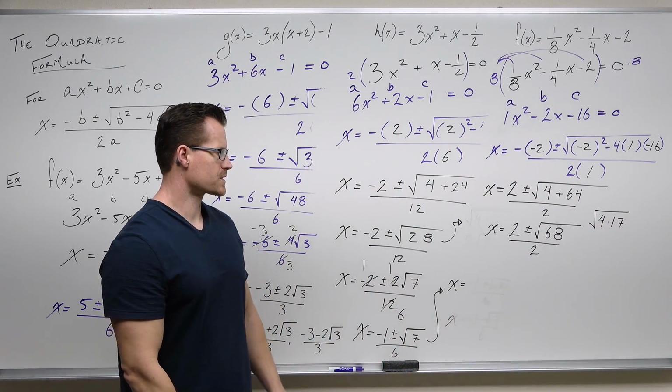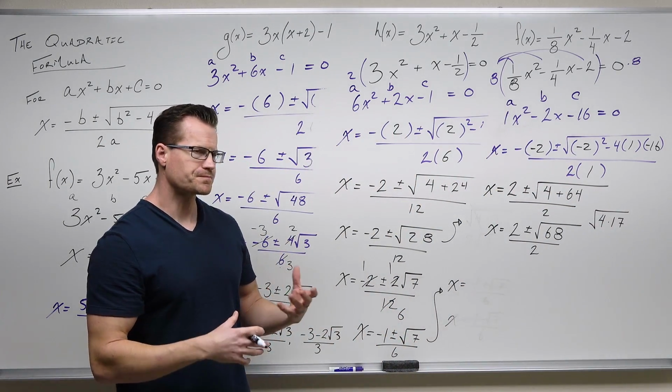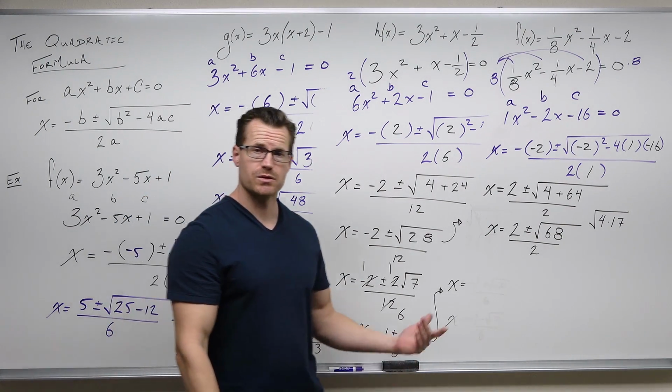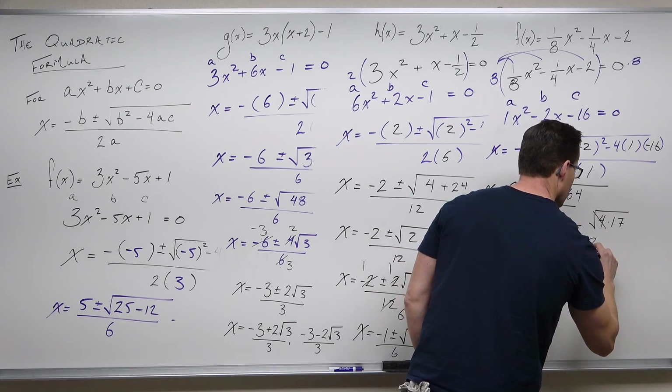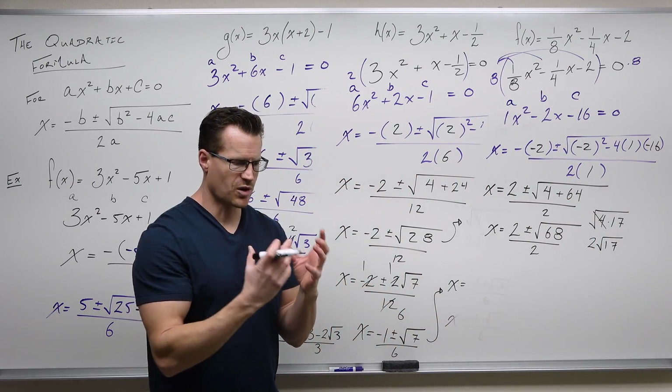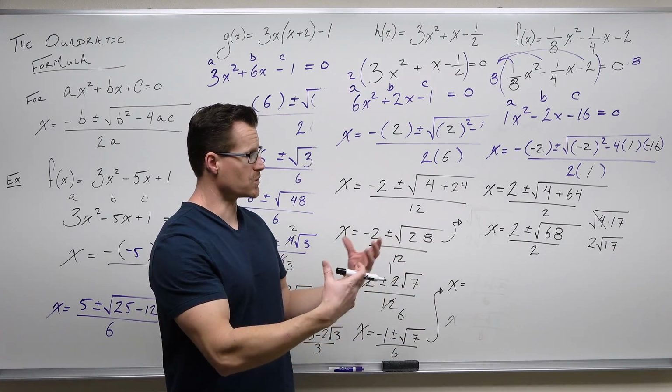(17) and 4. So 4 is a perfect square. 4 times 17 is 68. Let's simplify it. So the square root of 4 is 2. Square root of 17, yeah, you can't do it. It's a prime number. There's no perfect square in there that we can even factor out. That's why we chose the 4.